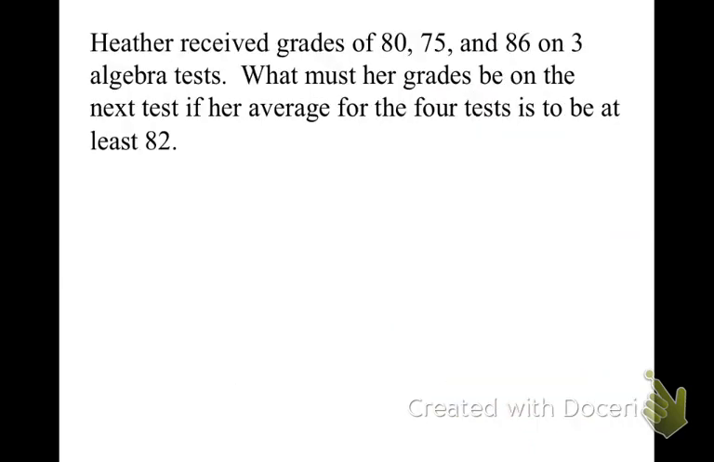All right, I can guarantee this will come up. It will be on a test, so please know how to do the averages. Heather received grades of 80, 75, 86 on 3 algebra tests. What must her grade be on the next test if her average of 4 tests is to be at least 82%? So what is our unknown? Step 1, our unknown is the last test. We're going to say x stands for the last test.